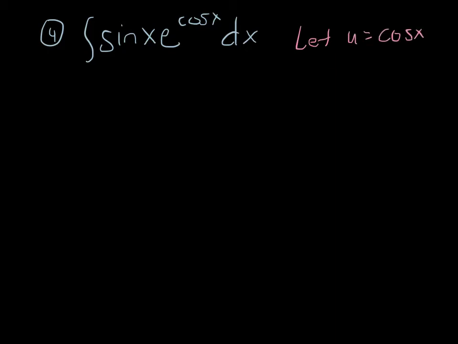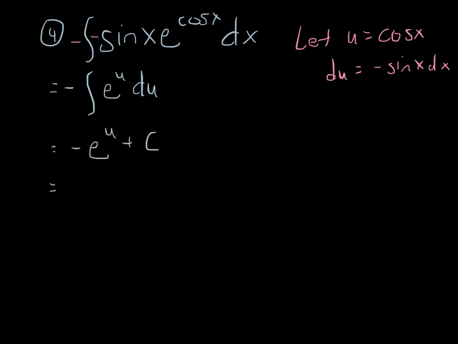Okay, 4. Again, we'll let u be equal to the exponent. We need a negative sign. So we've got negative e to the u du. So negative e to the cos x plus c.